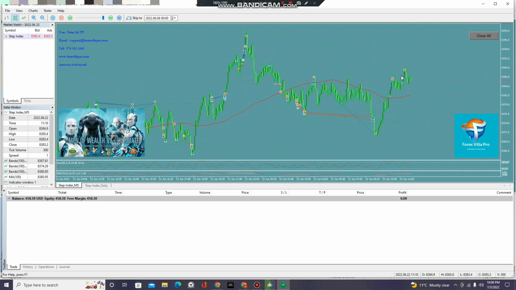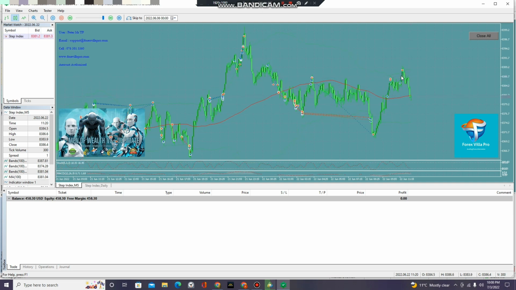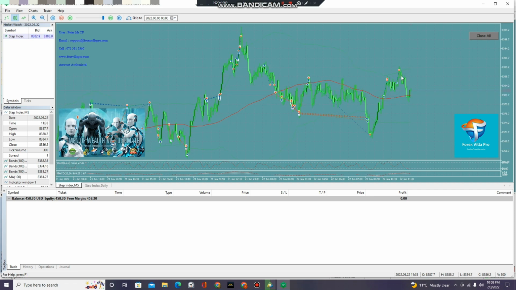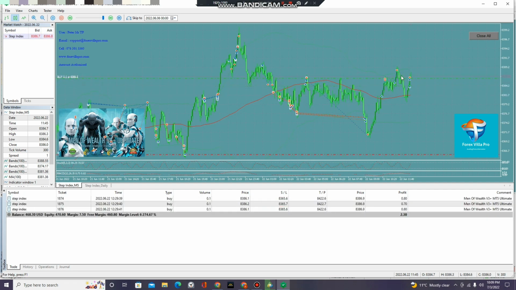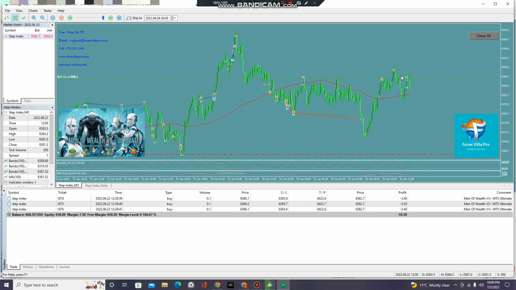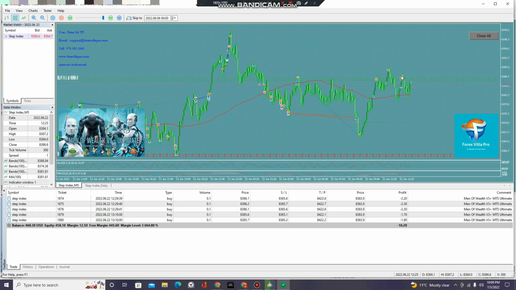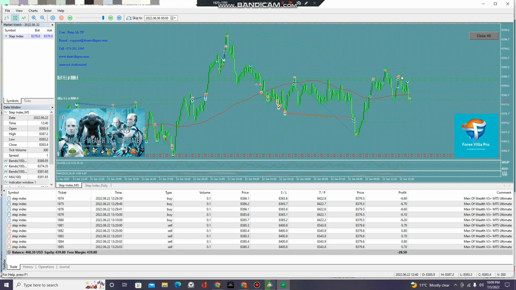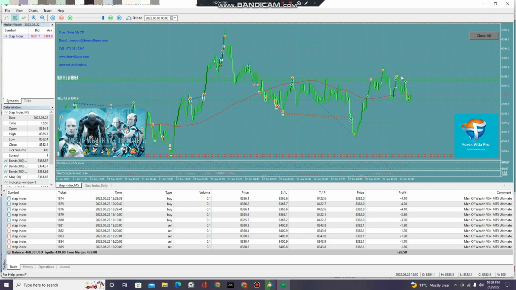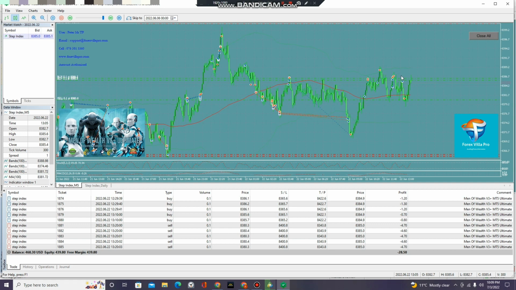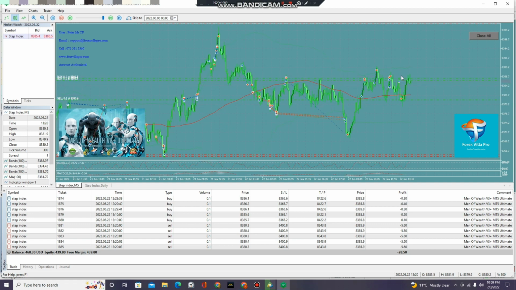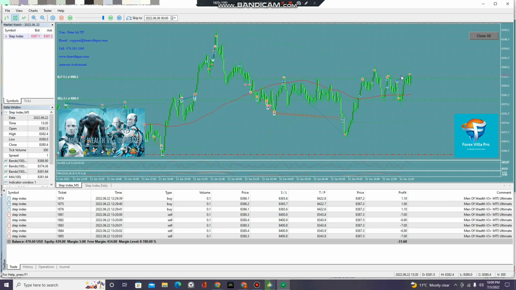As you can see, it just didn't take one buy. It took two buys. And just look at that, guys. It's incredible. Another buy, another buy. This is awesome. And another buy and sell. Let's see which one it closes first. This is called hedge trading. It's hedging, man. Look at that buy right there.